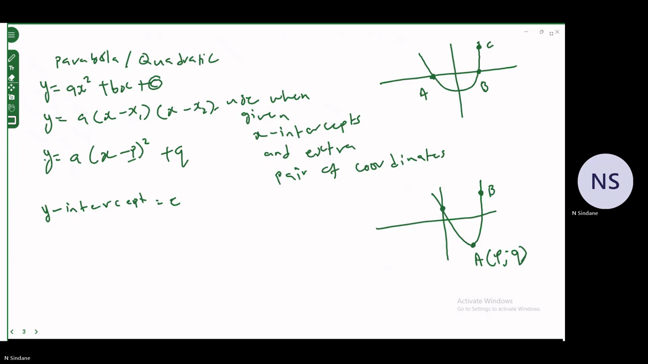Then, do you know how to calculate the x-intercept? For you to calculate the x-intercept, y should be 0, right? For the x-intercept, y is equal to 0, and then you're going to get your x-intercept for a parabola.